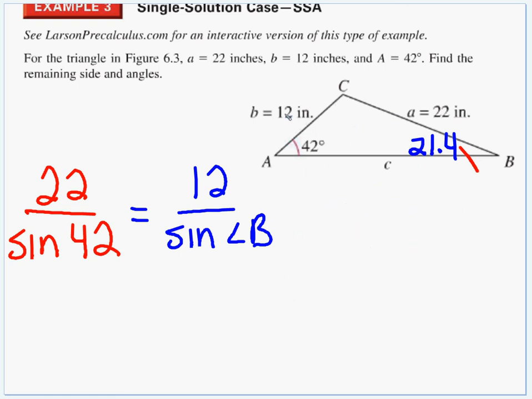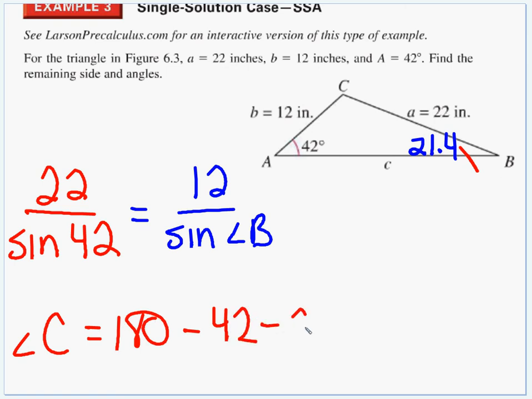Okay, so now we've got angle A is 42. We've got angle B is 21.4. We can find angle C by subtraction. Angle C is going to be 180 minus 42 minus 21.4, and that tells us angle C is going to be 116.59, 116.6. Yeah, because I rounded that to a 4, that'll round to a 6.